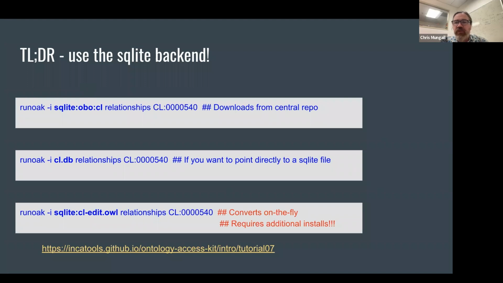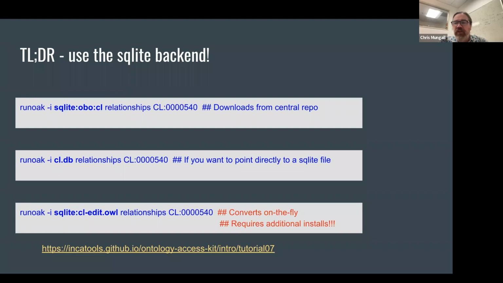And you don't even have to worry about manually downloading or building SQLite files. If you just type this command that is at the top here, where you pass in as an argument sqlite:obo:cl, for example, it will behind the scenes take care of downloading a ready-made SQLite database of the cell ontology.